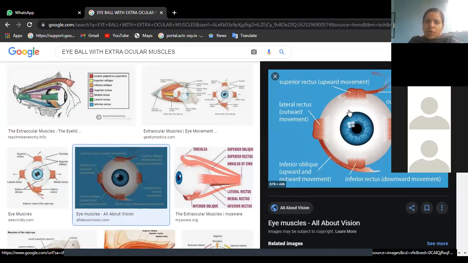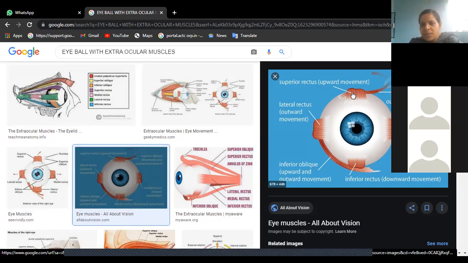Now all our extraocular muscles are actually inserted at some millimeters distance, like 4, 5, 6, 7 millimeters from the sclerocorneal junction. This area is the sclerocorneal junction. We are supposed to measure from the sclerocorneal junction. So superior rectus is inserted above, inferior rectus is inserted below, medial rectus is inserted towards the midline, and lateral rectus is inserted laterally. I hope you understood this picture.